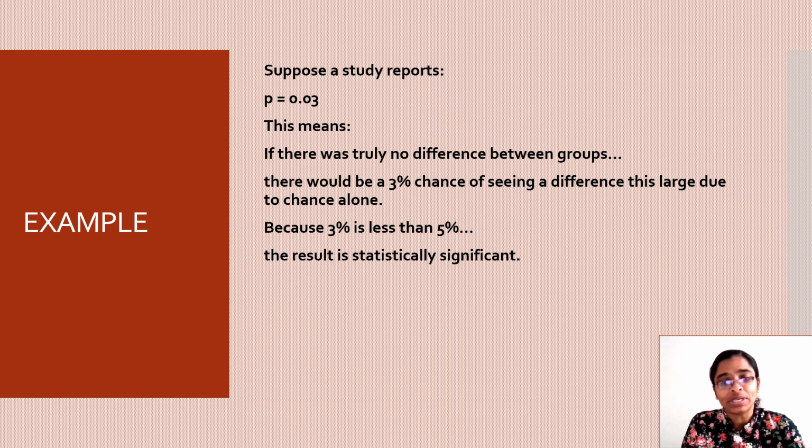Let's see an example to understand this in a better way. Suppose a study reports p equal to 0.03. So that means p is less than 0.05. This means if there was truly no difference between the groups, there would be a 3% chance of seeing a difference this large due to chance alone, because 3% is less than 5%. And then the result becomes statistically significant.